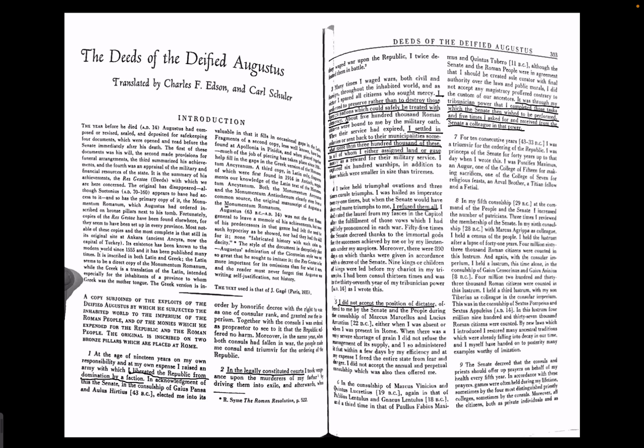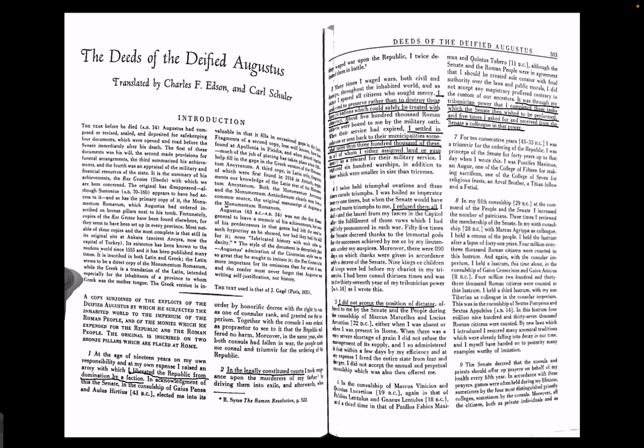This is a really interesting piece of propaganda. This was written right before Augustus died. He himself seems to have overseen its writing, contributed to it, possibly dictated it. But this is a list of his accomplishments.